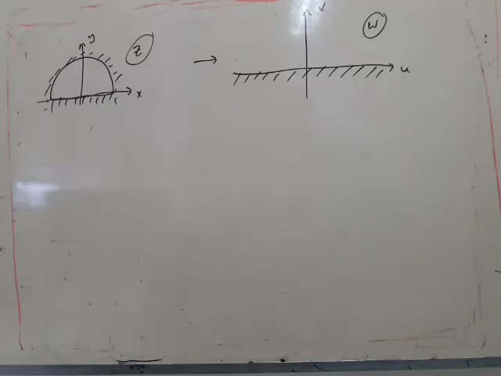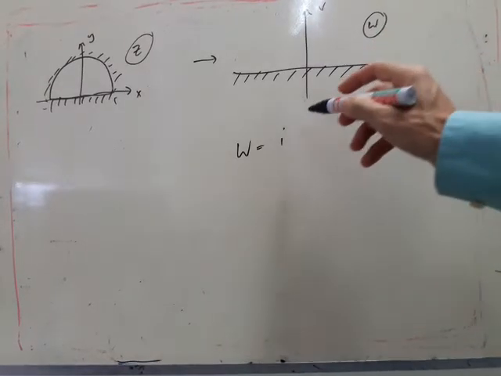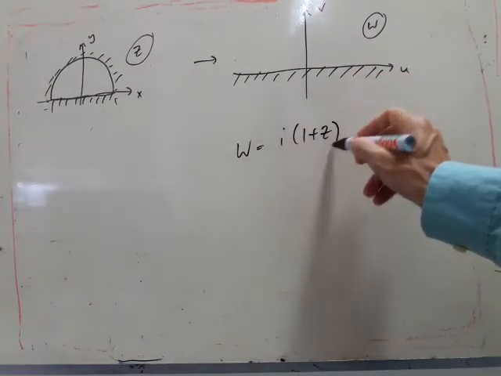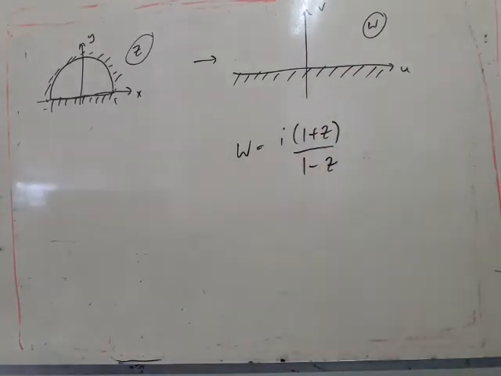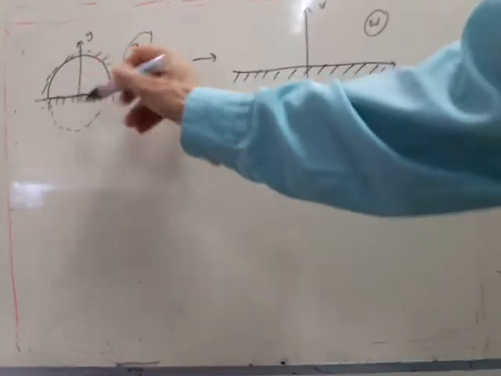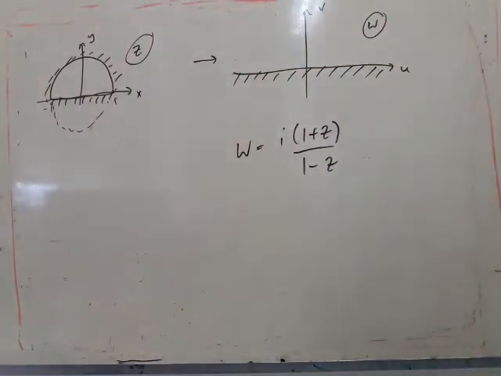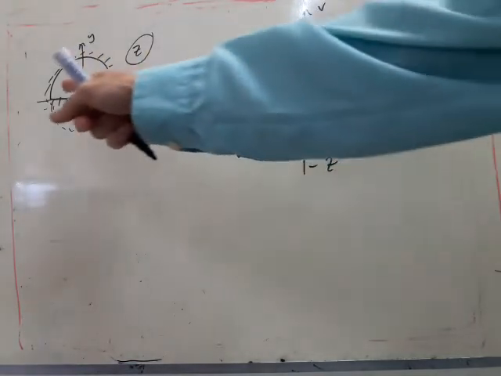the unit disk in the Z plane to the upper half of the W plane, and that transformation was W equals i times (1 plus Z) over (1 minus Z). Okay, so this transformation maps the whole unit disk to the upper half plane. Okay, so just to recall, it mapped Z equals minus 1.